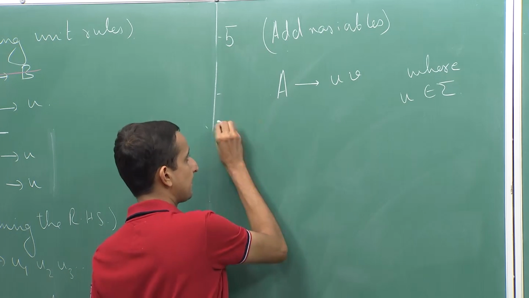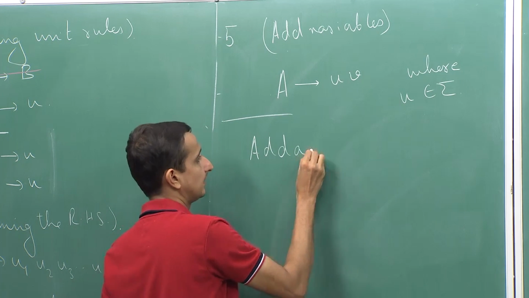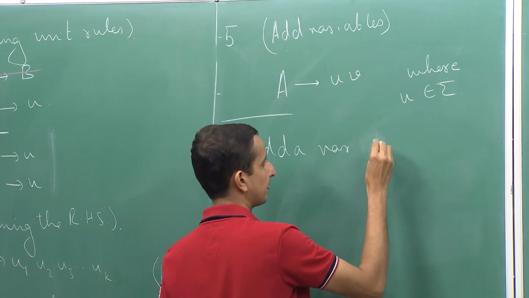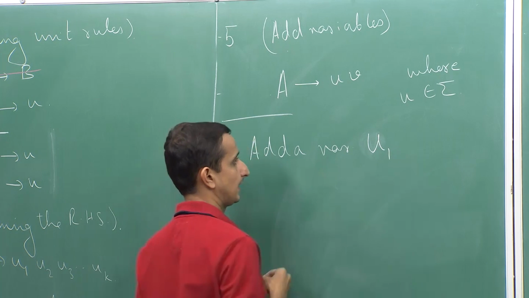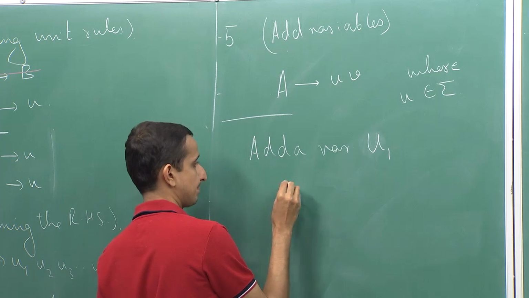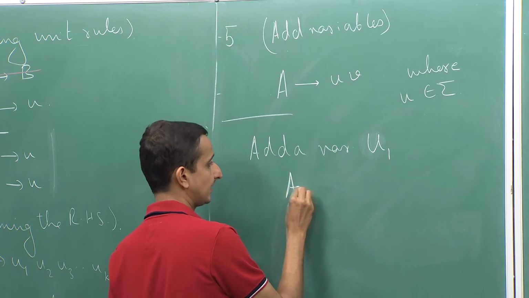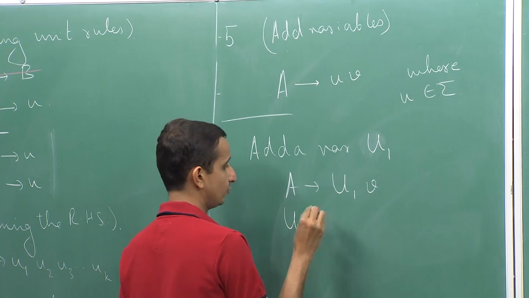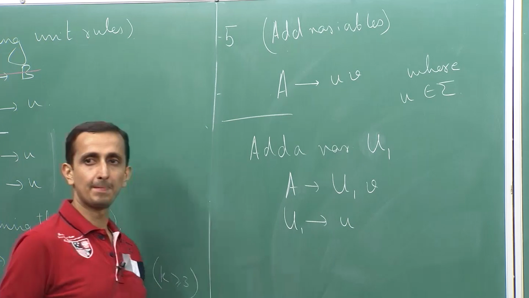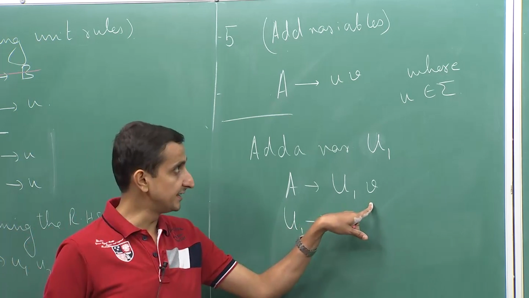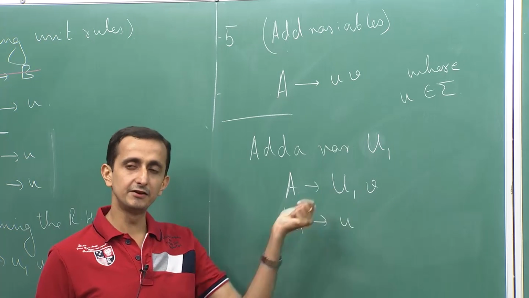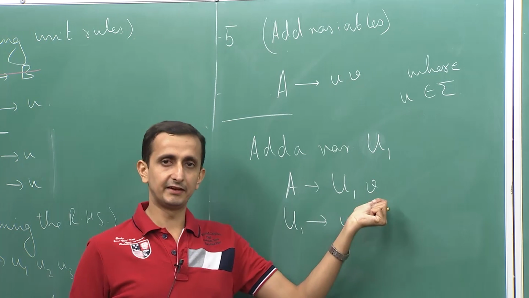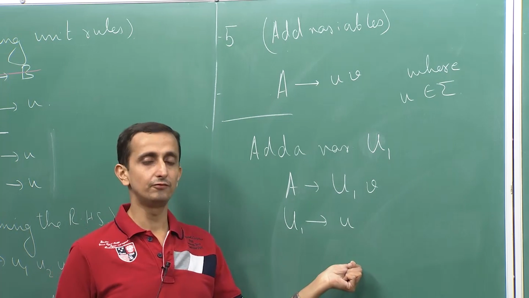What I do is that I add a variable, let us say capital U1, and I add the rules A going to U1 V and U1 going to small u. Okay. And if V is also a terminal, I again do the same thing. I add a new variable and I have A going to U1 followed by that new variable, and that new variable goes to V. Okay.